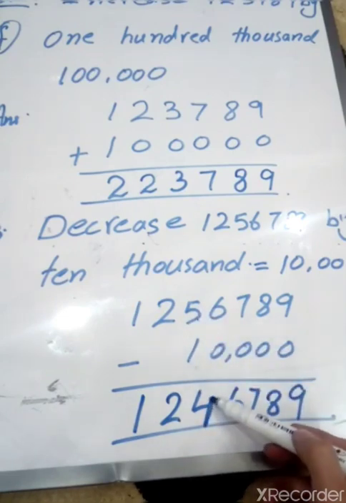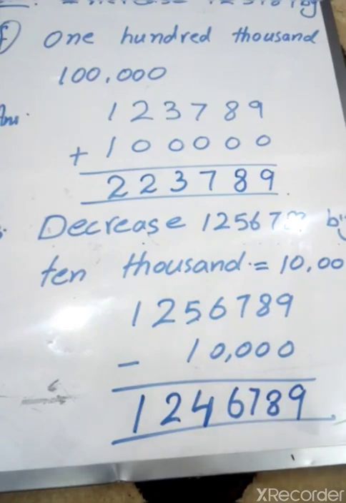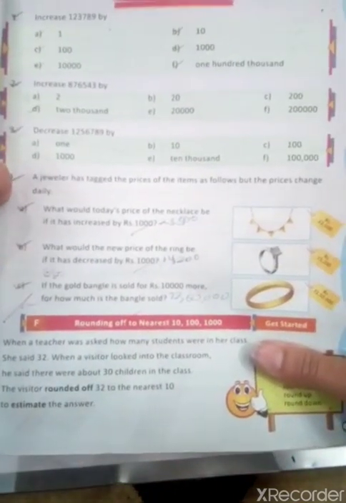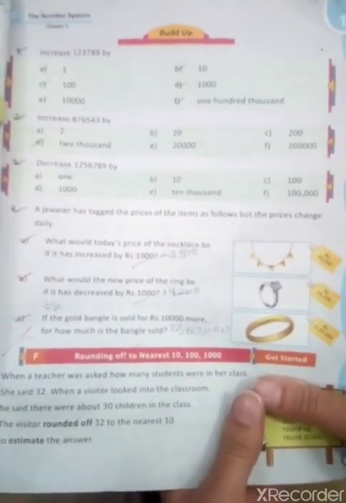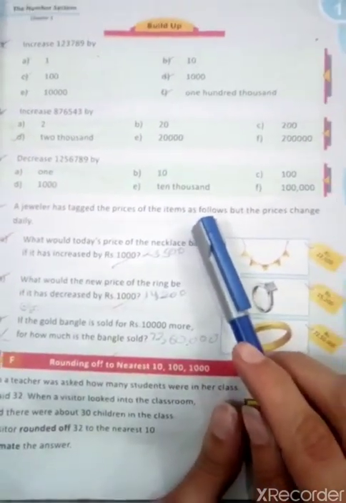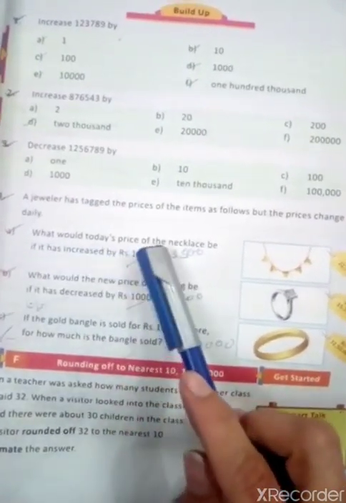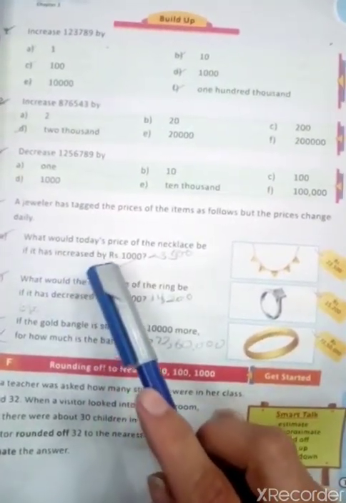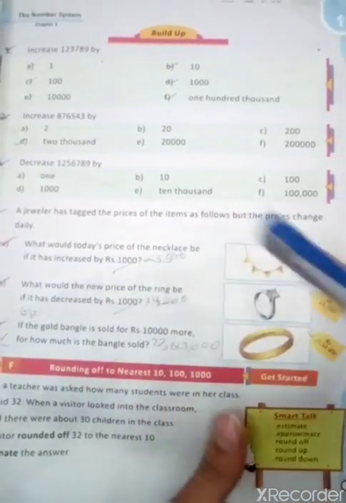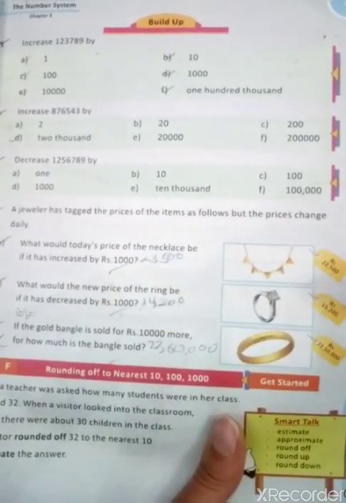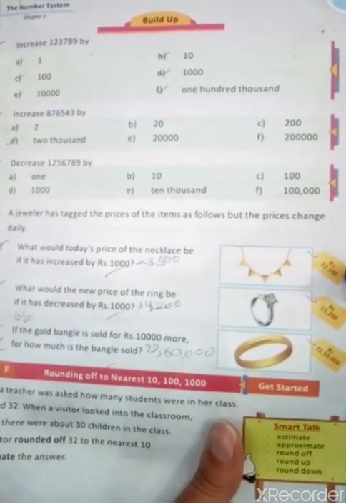It's a very easy question. Solve question number 1, 2, 3 on loose sheets as your today's homework. After that we have question number 4. A jeweler has tagged the price of the items as follows, but the price changes daily. What would today's price of the necklace be if it has increased by rupees 1000? So here are some pictures in front of you, and price tags are already on those pictures.